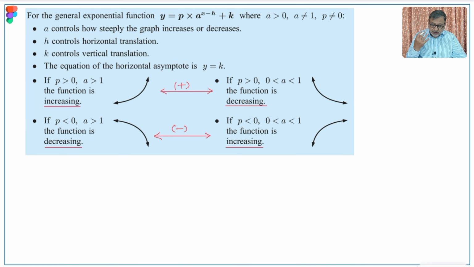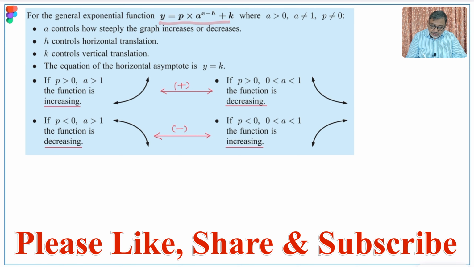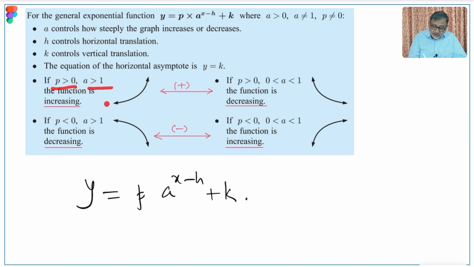Now there are 4 cases for an exponential function. If your exponential function is something like y is equal to p into a raised to x minus h plus k, then when p is greater than 0 and a is greater than 1, the graph is something like this, going up from left to right.